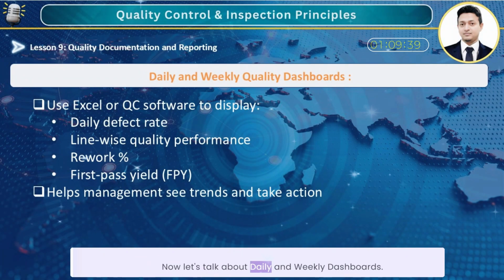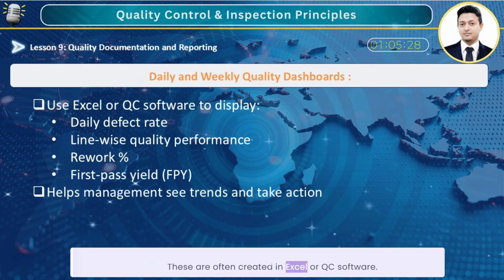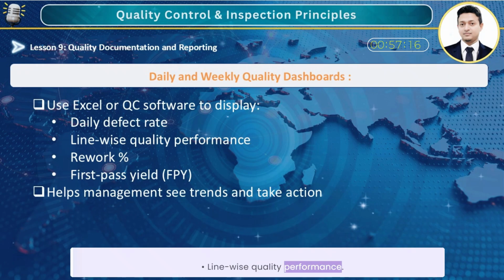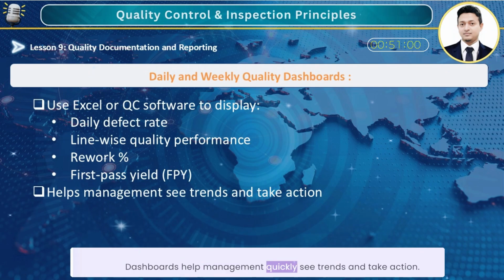Now let's talk about daily and weekly dashboards. These are often created in Excel or QC software. They show daily defect rates, line-wise quality performance, rework percentage, and first pass yield. Dashboards help management quickly see trends and take action.